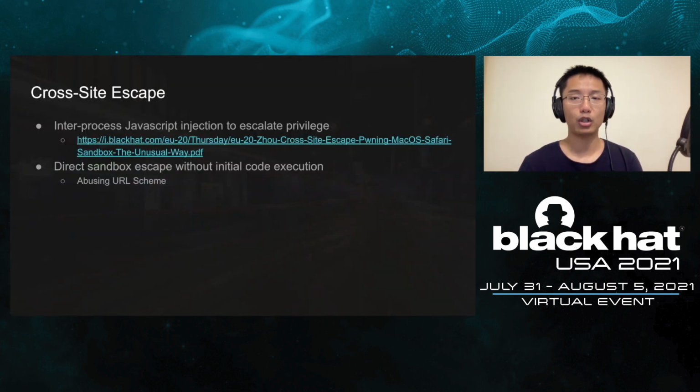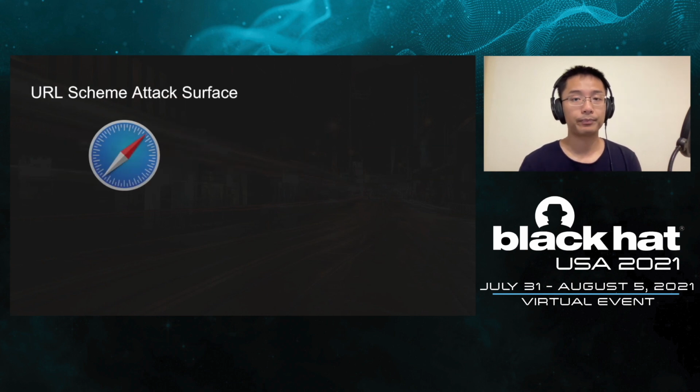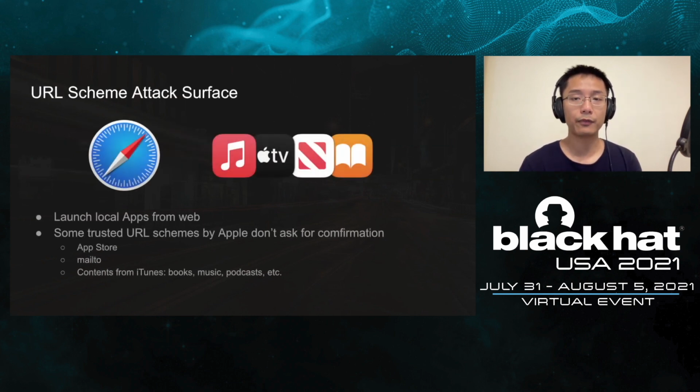My previous presentation at Black Hat Europe 2020 talked about several effective cases that leverage inter-process JavaScript injection to escape the Safari Sandbox on macOS. It's possible to directly bypass the sandbox without initial code execution just by abusing URL schemes. URL scheme is a vector for web to app navigation. Safari has a trusted list that doesn't require user action to automatically open an app, including App Store, mail, and digital contents from iTunes, and this applies to iOS too.